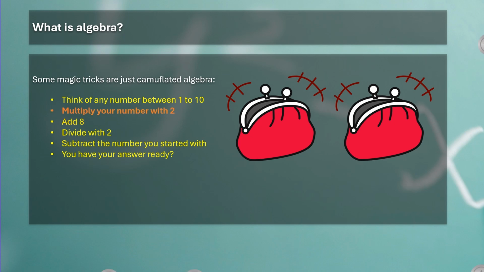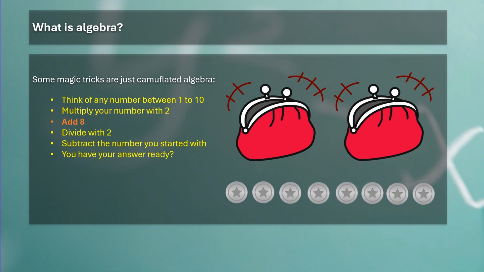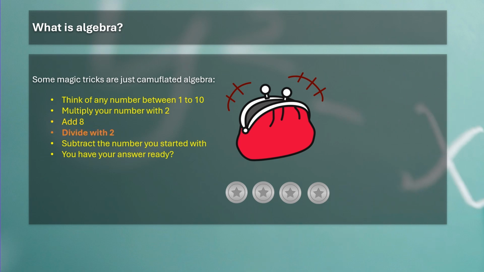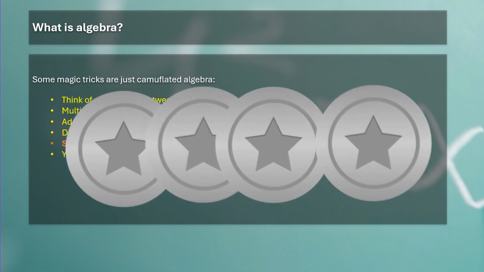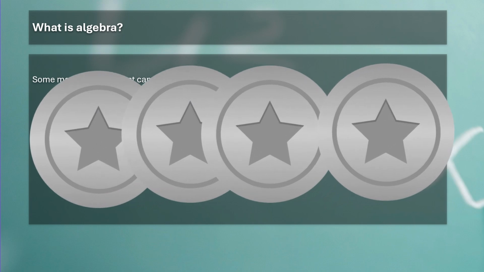Then you add 8, so we add 8 coins. The next thing you had to do was divide by 2. Then we must take away half of the coins and half of the purses. The last step was to take away the number you started with. I don't know how much money was in the purse, but we're taking it away. What are we left with? 4 coins. The number you thought of.